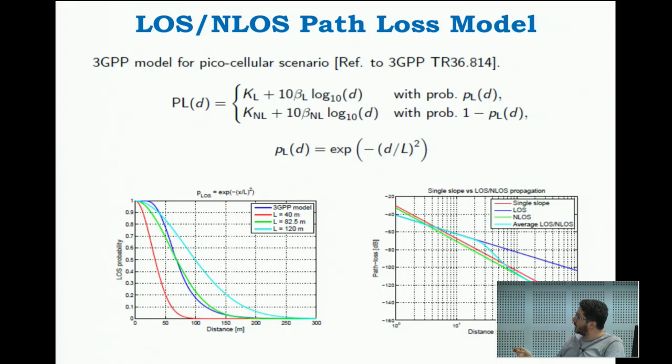Now, a more realistic way to model the path loss is to introduce a probabilistic situation where with some probability, which depends on the distance, you will be in line of sight, and with a probability equal to 1 minus that probability, you will be in non-line of sight. This is a model actually proposed by 3GPP for HetNet scenarios.